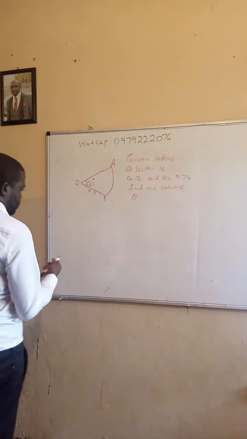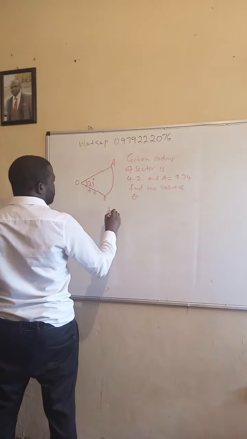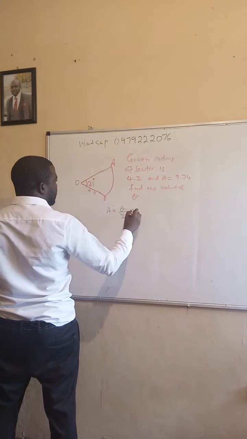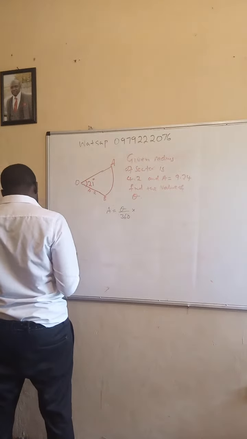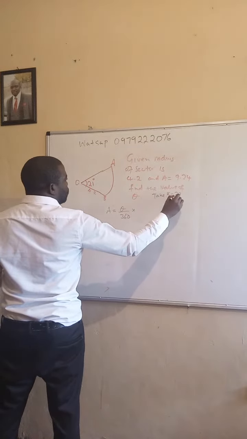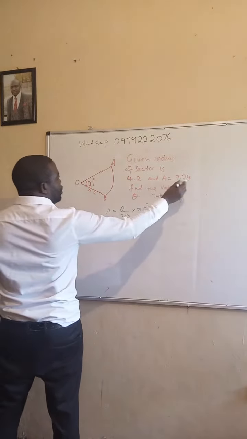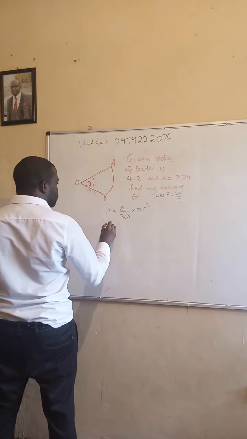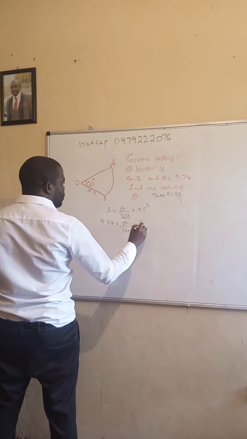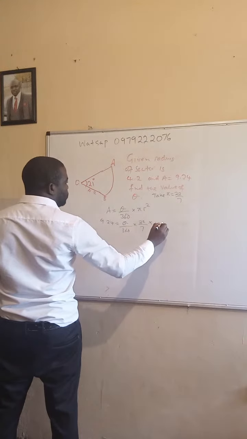So we'll go straight to the formula. What is the formula, guys? I think we have explained this. Area is equal to theta over 360 times pi r squared. Which pi did they say use? Here they're saying take pi to be 22/7. So this is the formula. The area is 9.24, so I put 9.24 is equal to theta, which I'm looking for, over 360 times 22/7 times the radius 4.2 squared.